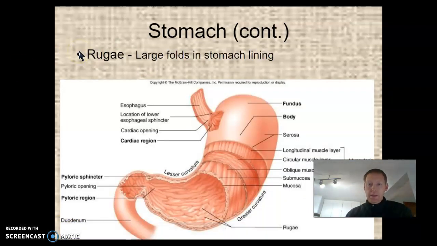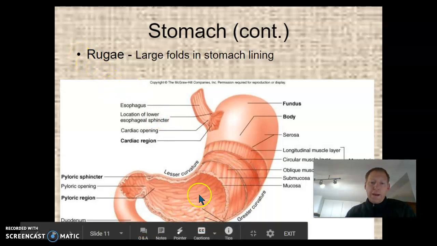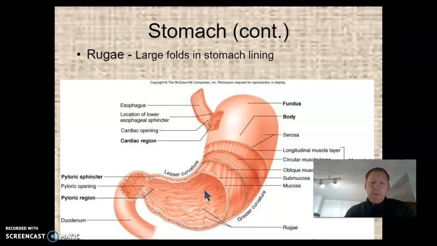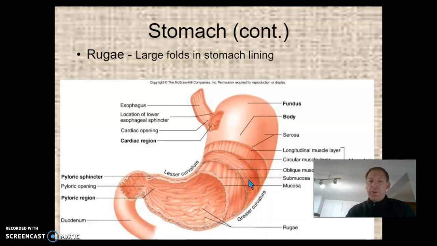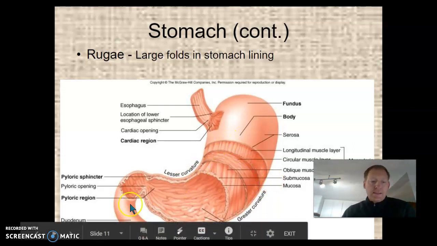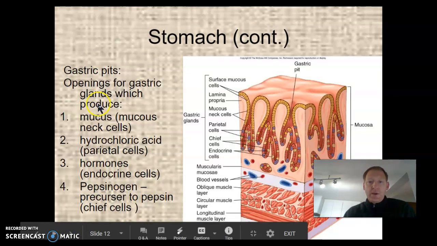Inside the stomach, there are these things called rugae. Those are these wrinkly, curved little folds in the stomach lining. And those are important because there are specific things in those folds that produce the necessary components inside the stomach. So what's going on in there? That's where these gastric pits are. These gastric pits produce several things.